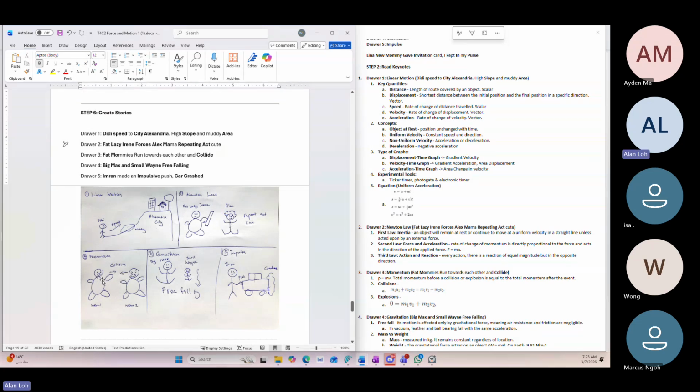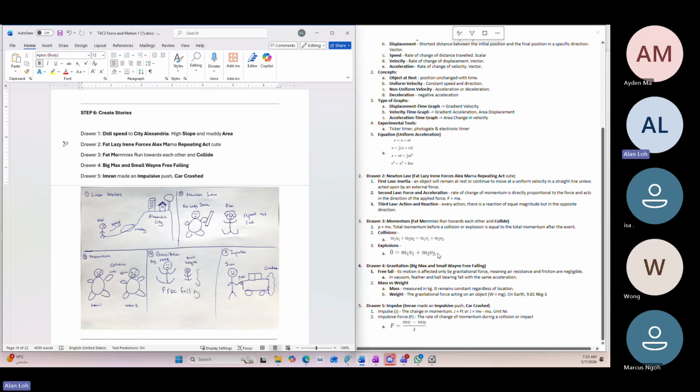Drawer number 3, momentum. Fat mummies run towards each other and collide, right? Why fat mummy? Momentum sounds like mum, okay? Mummies. That's why it's M-O-M-I-E-S. And then fat mummy, because momentum usually is related to the mass. The heavier the mass, the bigger the momentum. So fat mummies run towards each other. These 2 are the fat mummies. They run towards each other and collide. So this is to give us an idea, to anchor our brain, what is inside this drawer number 3.